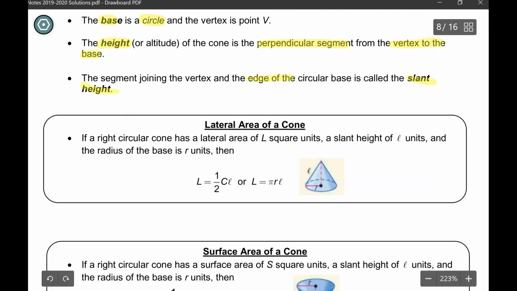Okay, lateral area of a cone. So similar to what we had on the pyramid, it was the perimeter times the slant height divided by 2. Now we have circumference, right? Circumference times L divided by 2, or times 1/2. And then keep in mind, what is the circumference? It's 2 pi r. So what would happen with the 1/2 and the 2? It would just cancel, right? So it would just end up being pi r L for the lateral area.